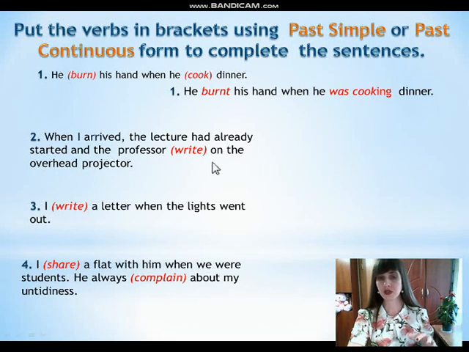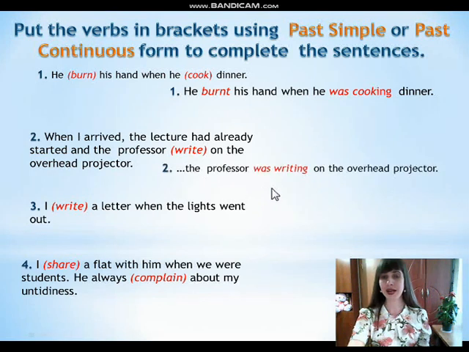The professor wrote on the overhead projector. So, it is a long action, okay? And this long action was interrupted by a short action, when I arrived. So, when we speak about a long action in the past, we think about past continuous. You're right. The professor was writing on the overhead projector.